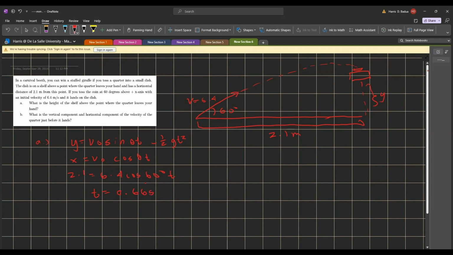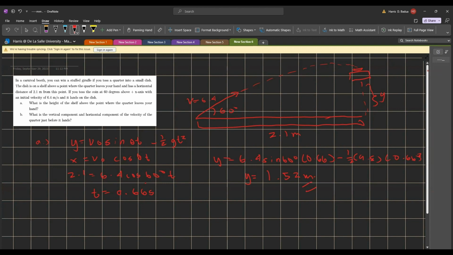Then we can substitute 0.66 seconds to the formula of y. So y equals 6.4 sine 60 degrees times 0.66 minus 1/2 g, or this is 9.8, times 0.66 squared. So yung y na makukuha natin dito is 1.52 meters above the ground. So yun lang.